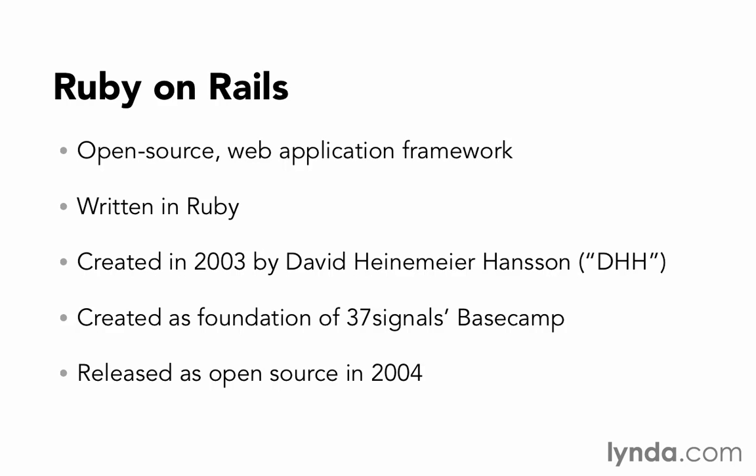Now, if you remember, Ruby was created in 1995, so Ruby had been in existence for 10 years before DHH came along and decided that Ruby would be a great programming language for writing a web application framework.